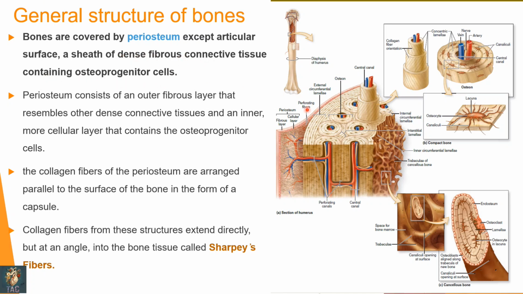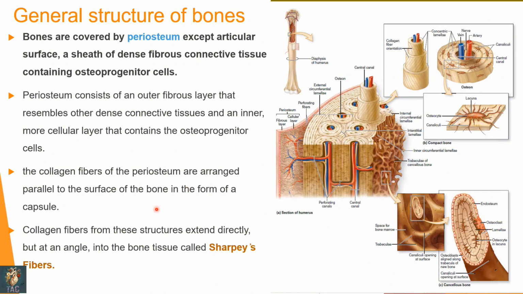This periosteum is a sheath of dense fibrous connective tissue containing the osteoprogenitor cells. Here you can see in this diagram that this periosteum consists of two layers. One is the outer layer, which is a fibrous layer, and next is the inner layer, which is more cellular. It contains the osteoprogenitor cells. Then the collagen fibers of the periosteum are arranged parallel to the surface of the bone in the form of a capsule. So here you can see these are the collagen fibers, their arrangement in periosteum.